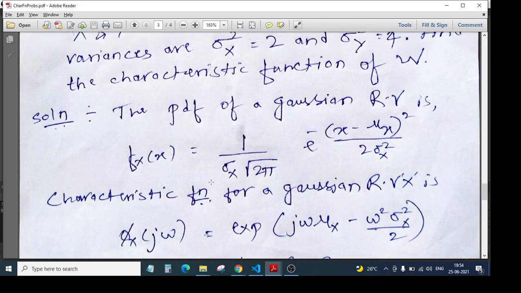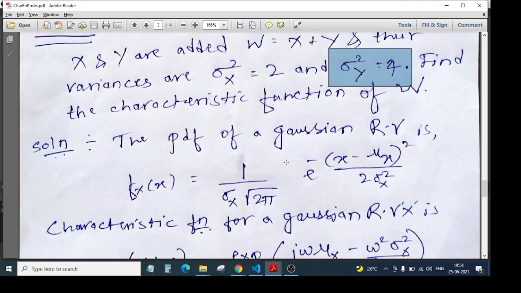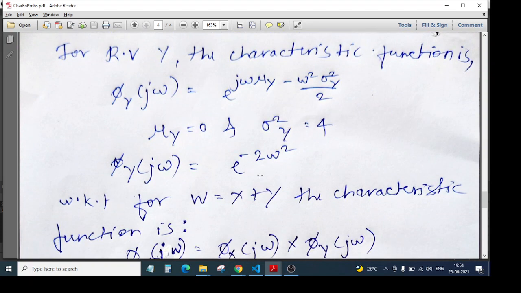For y also he has given, it is what now? It is 0 mean, but the variance is different. Variance is what now? It is 4. So we'll be substituting 0 and 4. So you can see here mu y is equal to 0 and rho square y is equal to 4. So here in the place of rho square y, we'll be putting 4. So 2 and 4 would get cancelled. You would get here 2. So it is e raised to minus 2 omega square. Don't worry about mu y because it is 0. So this whole term would be going to 0. So what is the final answer, friends? It is e raised to minus 2 omega square.